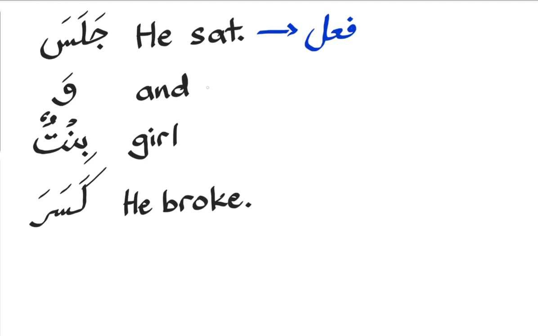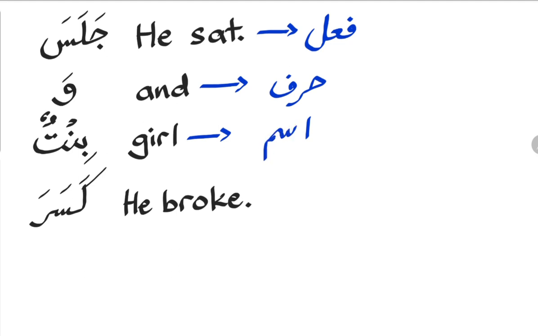The second is a harf, wa, and. This is something that cannot be understood unless by connecting with something else. It cannot give a proper meaning without being connected to something else. So we know right away that this is a harf. The third one is bintun, girl. Now this again is something that can be understood without the need to connect it with something else, but at the same time it does not have a tense. And it's the name of a person, place, or thing. Over here it is the name of a person. So this is ism.